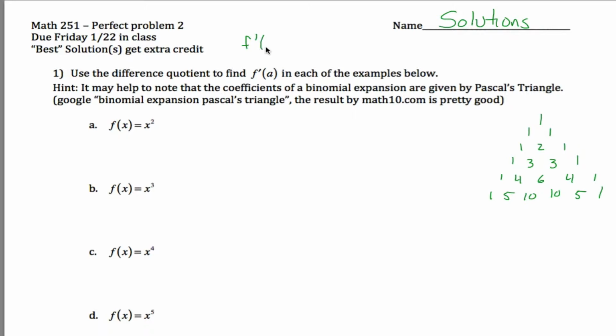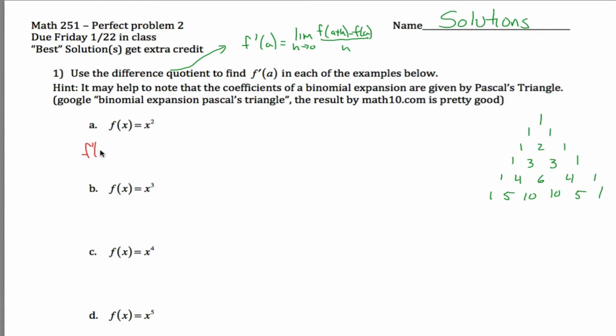Well, the difference quotient tells you that f prime of a is the limit as h approaches 0 of f of a plus h, minus f of a, all divided by h. So this right here is the difference quotient. And with all that stuff, I think we can go through and solve these problems. So the first one says f of x equals x squared, so you want to find f prime of a.